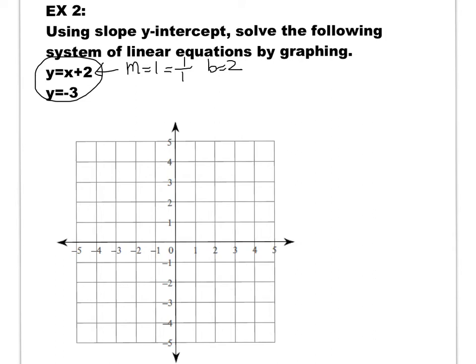For the second one, there is no x term, so this means the slope, which is the coefficient of x, has to be 0. So I can write this as 0 over 1, and the y-intercept is negative 3.